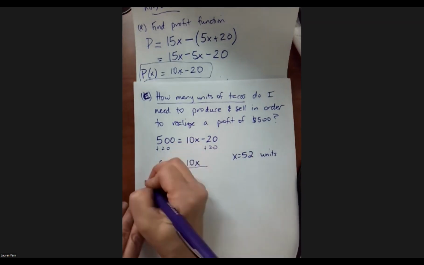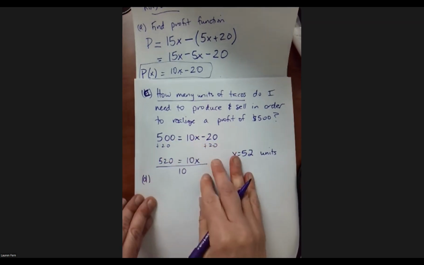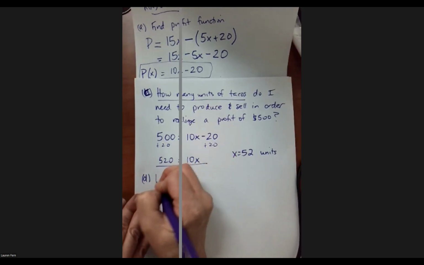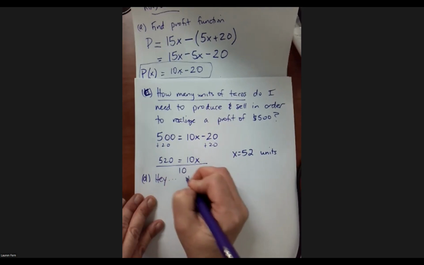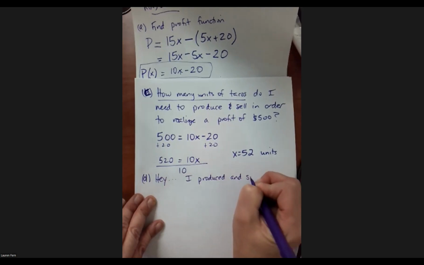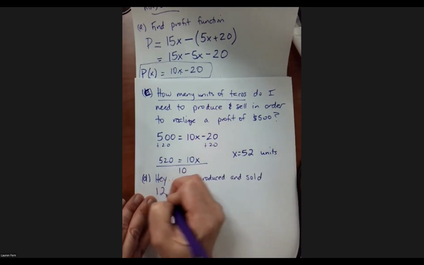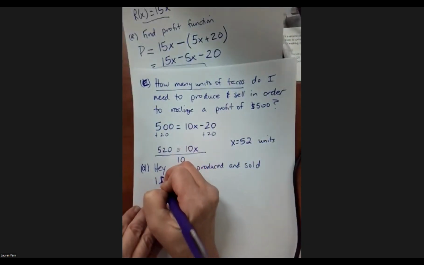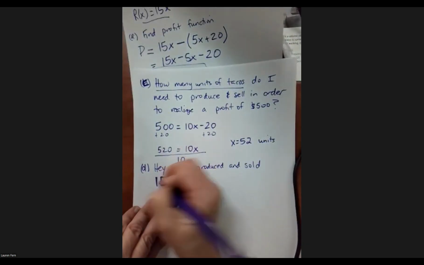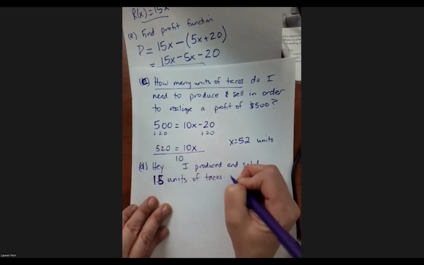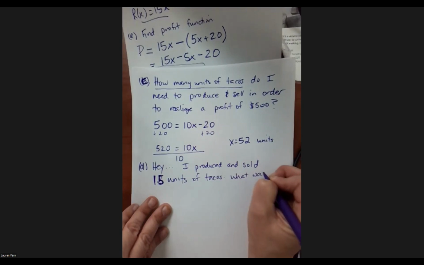All right, one more just to be sure we're comfortable playing with these things. Suppose I tell you, hey, I produced and sold 12 units. Oops. Let's say 15. Let's make a little bit more money off of that. 15 units of tacos. What was my profit?